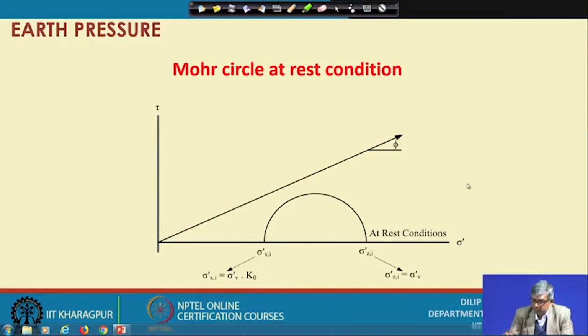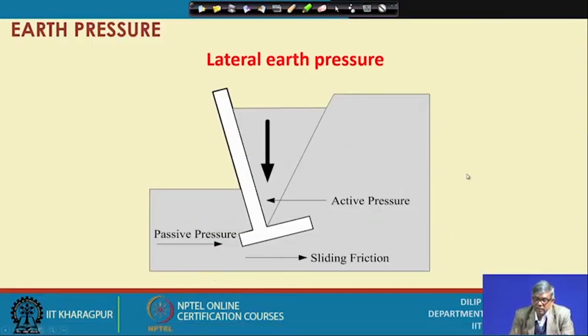whereas at rest condition, we have shown the wall is intact, but when there is a lateral earthquake, active or passive, you can see this is of course too exaggerated. You can see the wall is here, and this type of wedge will form and will try to go down. Because of this, the wall also moves in this direction. So, that means when the wall moves out, at this zone we are getting active pressure.